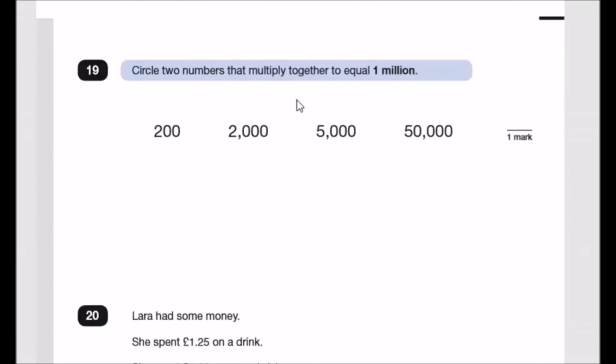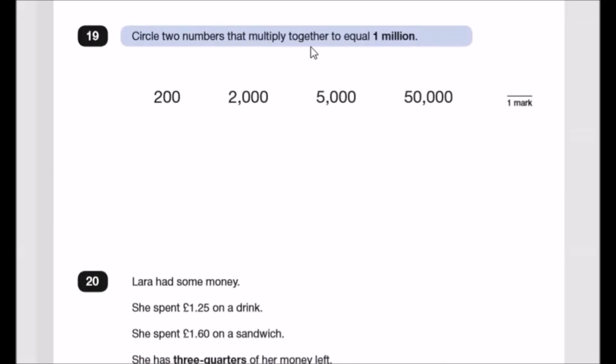Okay, so where are we? Question 19. Circle two numbers that multiply together to equal 1 million. All right, easy stuff. Firstly, we need to multiply a 2 and a 5, because that's the variable, and this will give you a 10.